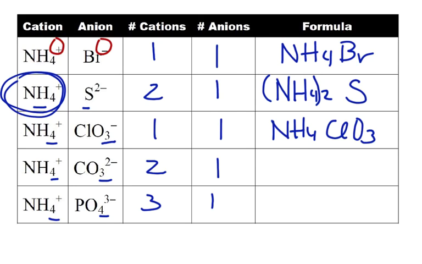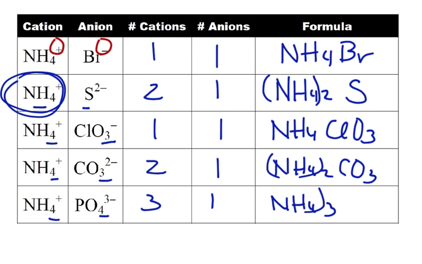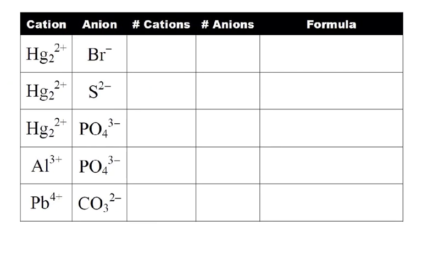Ammonium carbonate, we need two ammoniums. So NH4 taken twice, CO3, ammonium carbonate, and ammonium phosphate, NH4 taken 3 times, and PO4. And that's how those compounds would work. Now, with our next set, some little funny things can happen.